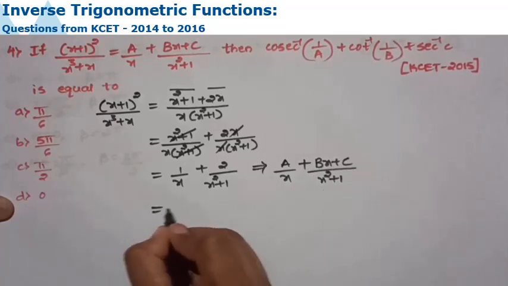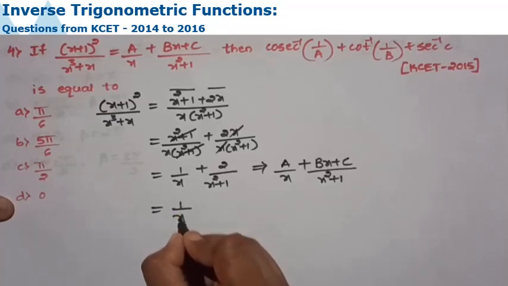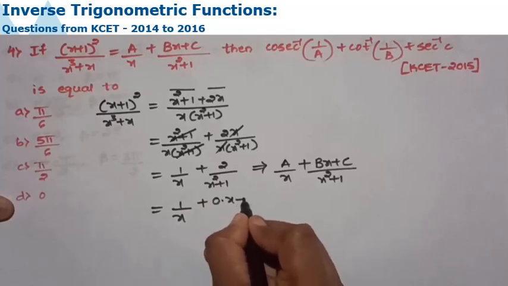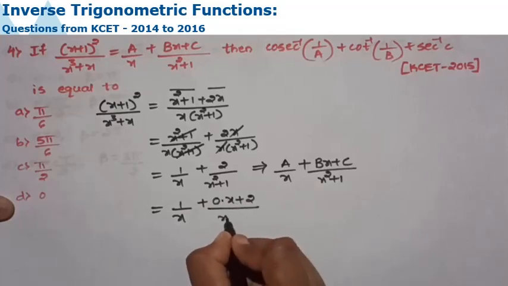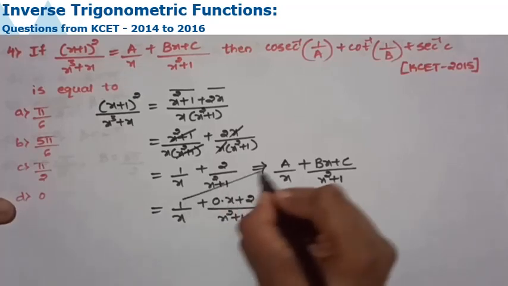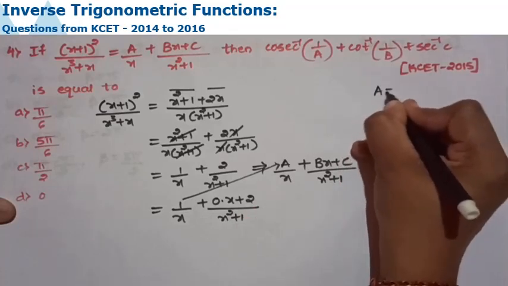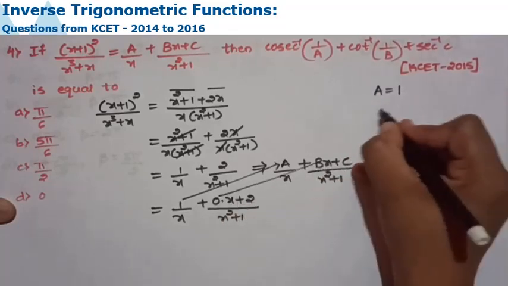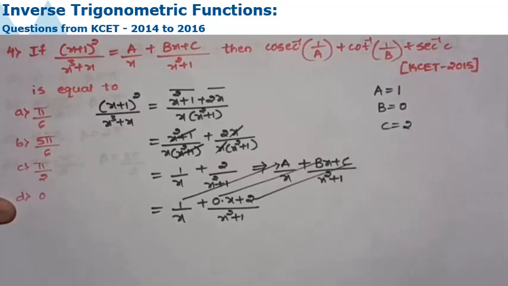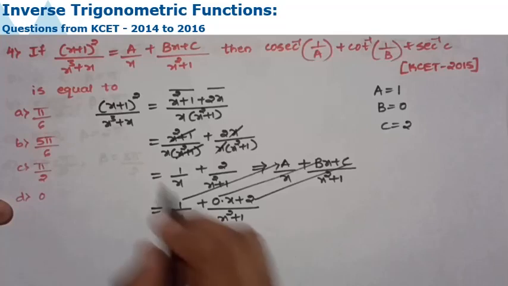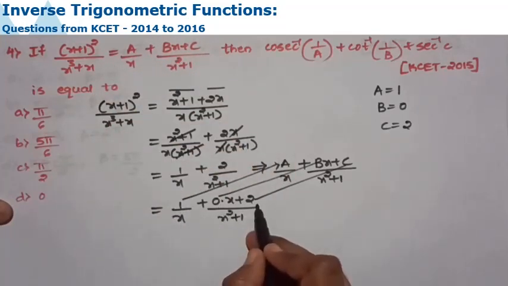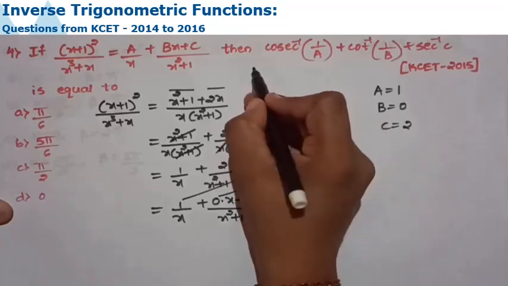So I want a, b, c values. I can write this as 1 by x plus, here the x term is not there, so I am writing 0 into x, plus 2 divided by x square plus 1. On comparing with this, I get a value as 1, b value as 0, and c value as 2. So on comparing with the given expression, a is 1, b is 0, c value is 2.